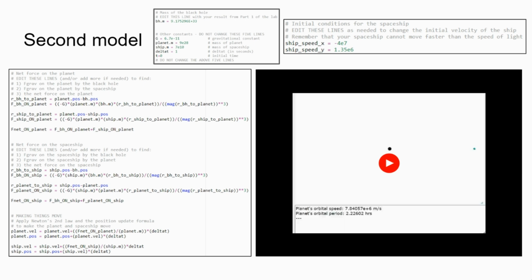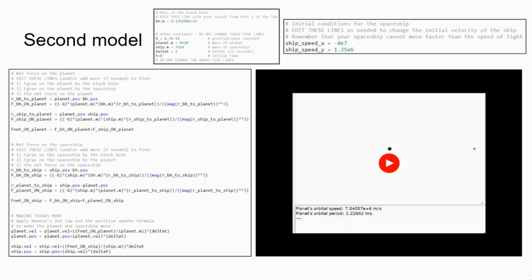To find the initial velocity of the spaceship needed to fly it around the black hole, four different gravitational forces were needed: the force of the black hole on the planet, the force of the spaceship on the planet, the force of the black hole on the ship, and the force of the planet on the ship. All four were calculated using the gravitational force formula. The first two were combined to form the net force on the planet, while the second two were combined to form the net force on the spaceship.